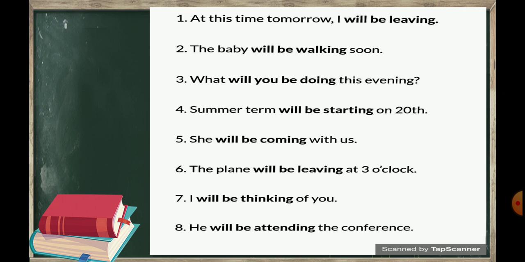See the next thing. The baby will be walking soon. So how to add negative? The baby will not be walking soon. You can also use the contraction form will plus not, won't. The baby won't be walking soon. If you want to say this in yes or no type of question, then will the baby be walking soon? When will the baby be walking?